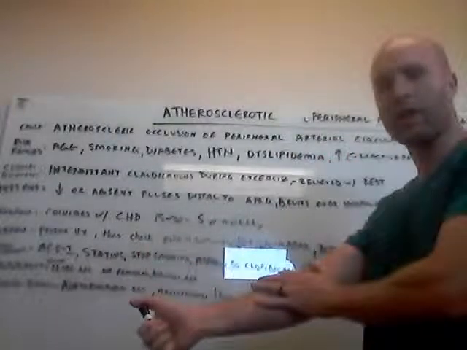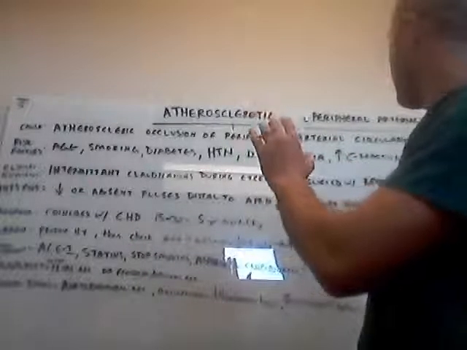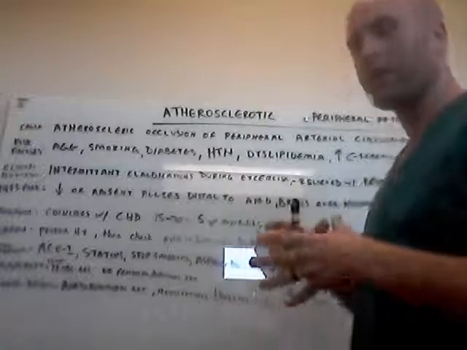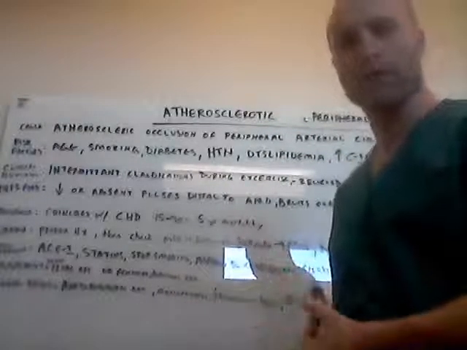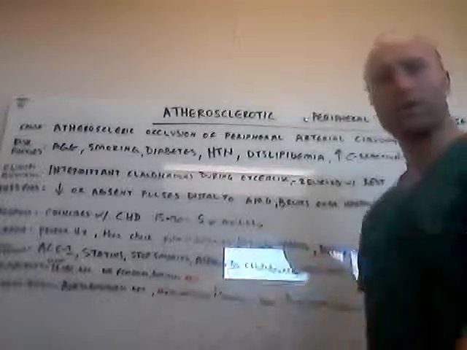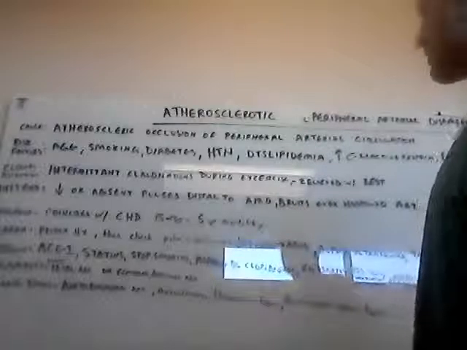So, first of all, what exactly is this? You get your peripheral arteries, you have an atherosclerotic plaque, and it is pinching down on the diameter, making it more difficult for blood to get through, typically in your peripheral arteries. So what's the cause? Just went over that.